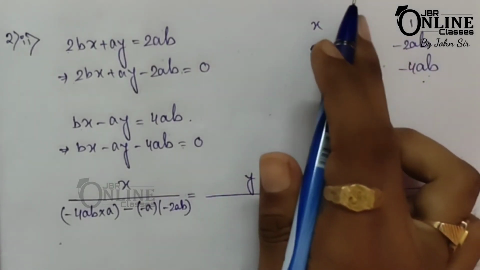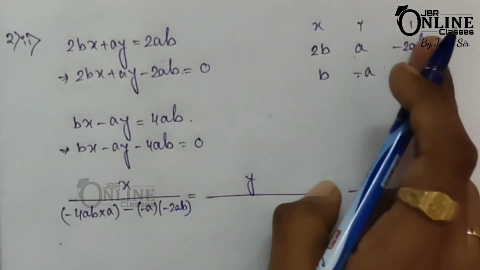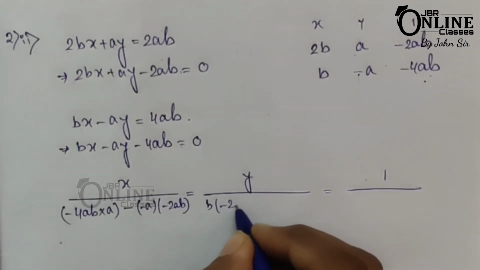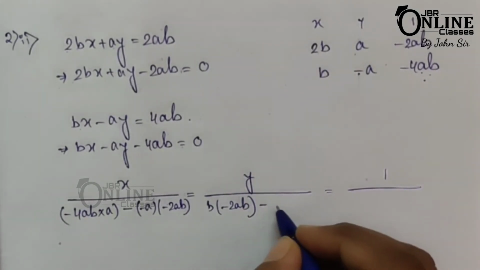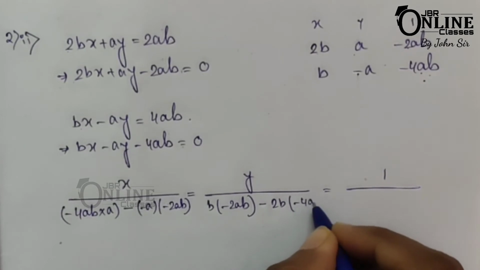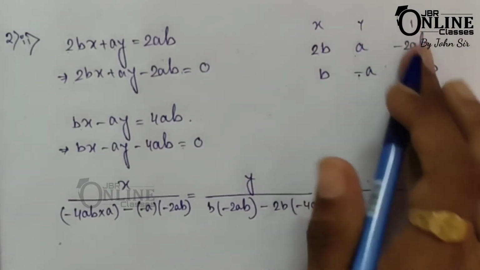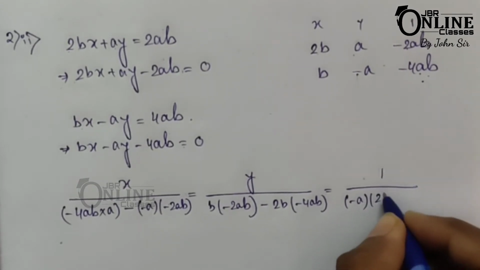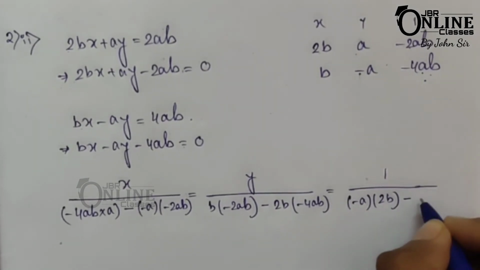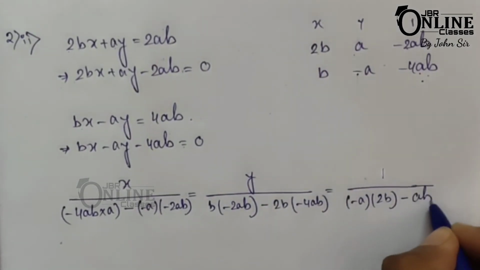Now for y, from left to right, so b into minus 2ab, then minus again, and minus 4ab into 2ab. So 2b into minus 4ab. Now for 1 from right to left, so minus a into 2b and then minus a into b. So here write down ab.